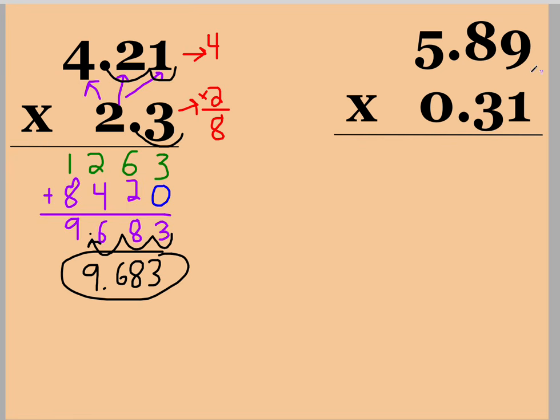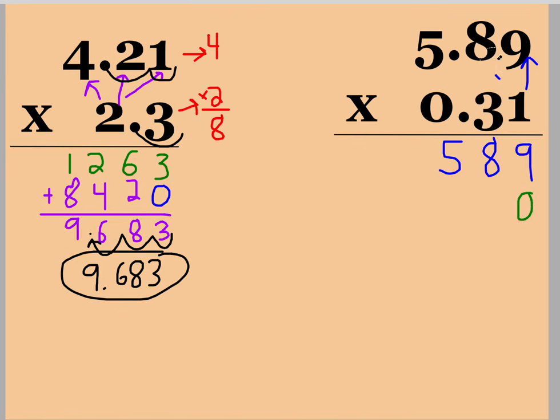All right, let's try another example over here. I've got 5 and 89 hundredths times 31 hundredths. So I start with my 1. 1 times 9 is 9. 1 times 8 is 8. 1 times 5 is 5. I'm going to put my 0 in for place value.